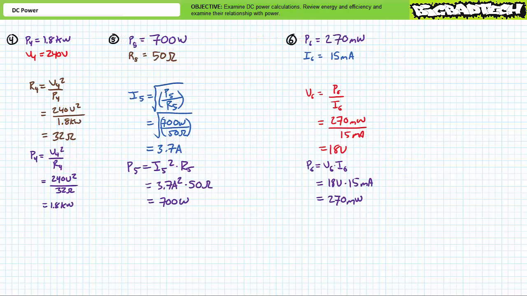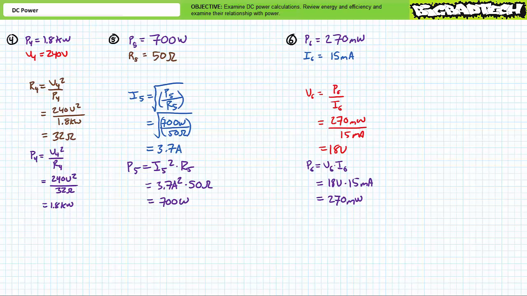Our next problem features an unknown resistor known to be dissipating 1.8 kilowatts of power and experiencing a 240 volt drop across it. We're being asked to solve for the unknown resistance. Resistance is equal to voltage squared divided by power. 240 volts squared divided by 1.8 kilowatts demonstrates that this is a 32 ohm resistor. The supporting calculation verifies this result. 240 volts squared divided by 32 ohms does indeed yield 1.8 kilowatts of power.